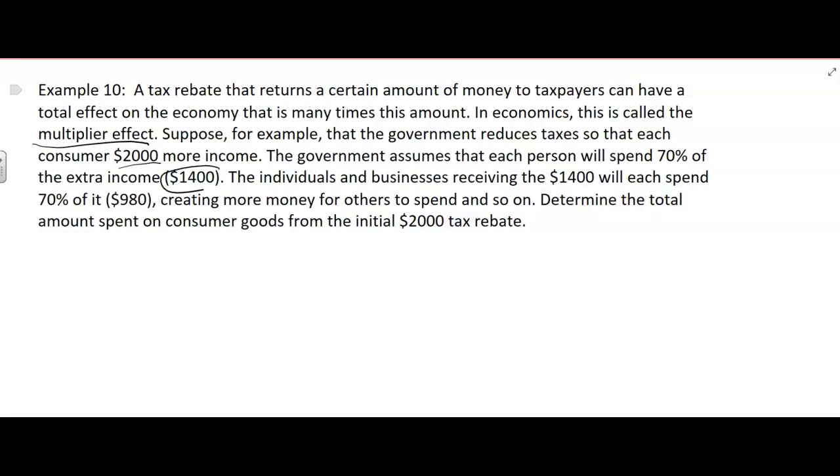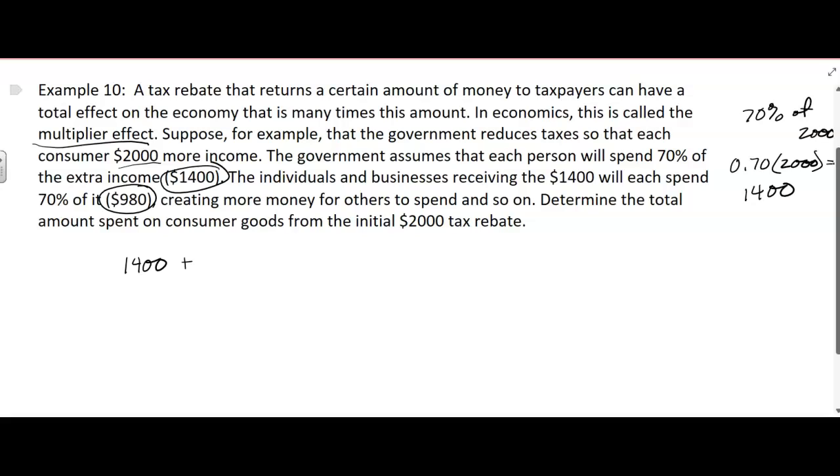So the initial amount spent is $1,400. That comes from 70% of the 2,000, and that is found by 0.70 times 2,000, and that equals the 1,400. Okay, so that's the initial amount spent. Plus, and then the next amount, so if you take 70% of 1,400, you get 980. Plus, and then you can keep doing this.